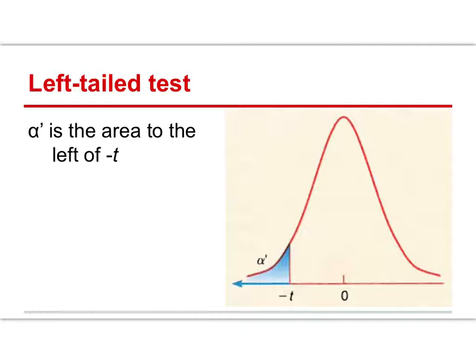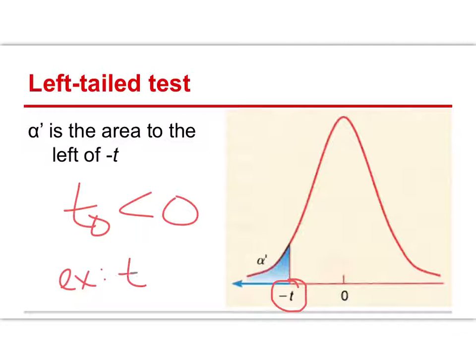So for a left-tailed test, alpha prime is the blue shaded area in the left tail. And as a result, because we are talking about a t-score that is lower than 0, our critical value is going to be negative. So in this case, t sub 0 is always somewhere below 0. For example, we might be targeting t sub 0 being negative 2.093. Emphasis on the negative.